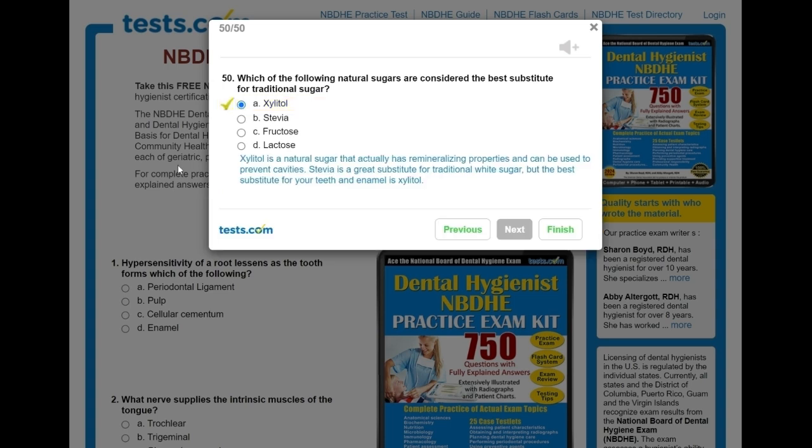A. Xylitol. Xylitol is a natural sugar that actually has remineralizing properties and can be used to prevent cavities. Stevia is a great substitute for traditional white sugar, but the best substitute for your teeth and enamel is xylitol.